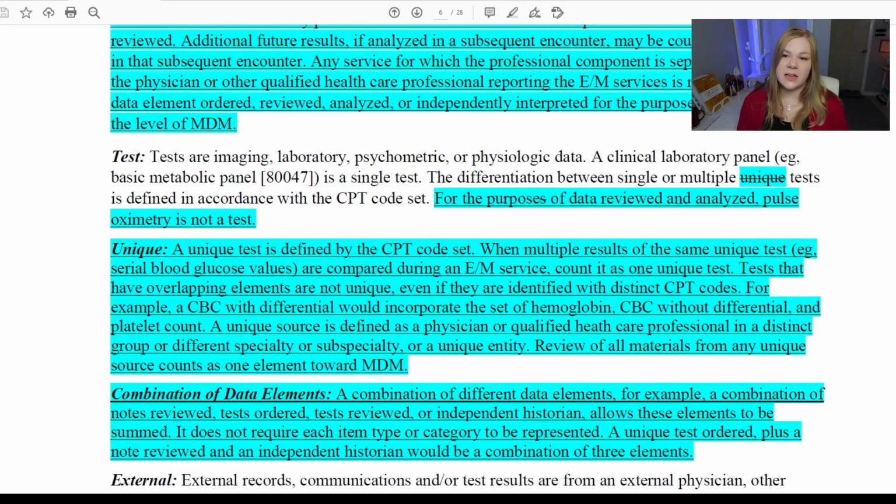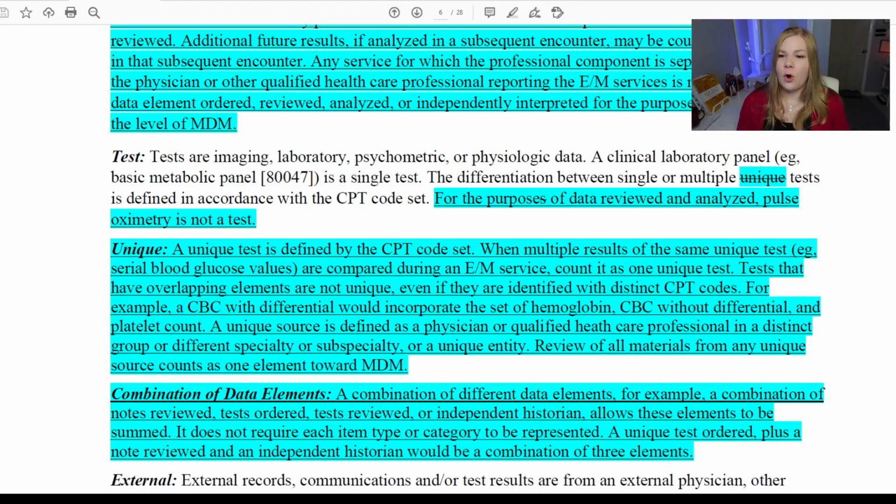Unique test is now defined. A unique test is defined by the CPT code set. When multiple results of the same unique test, such as a serial blood glucose value, are compared during an E&M service, it counts as one unique test because it's the same test that you're comparing. Even if you're comparing the one from a week ago, a month ago, a year ago, it's still the same test. So they're clarifying that it is only counted once, even if you're reviewing 5 series of that same test that they've had for comparative purposes.